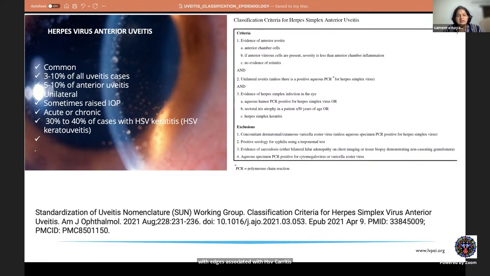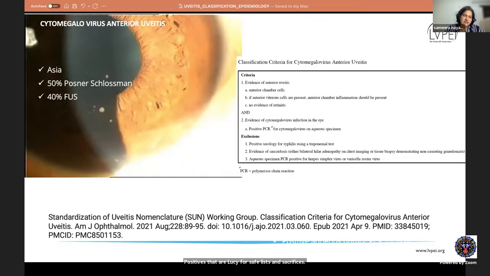The classification criteria include evidence of anterior uveitis plus unilaterality plus evidence of herpes simplex infection in the eye, in the form of PCR positivity in the aqueous humor, or sectoral iris atrophy in the eye, or herpes simplex keratitis. In this, you need to exclude concomitant cutaneous varicella zoster virus, positive serology for syphilis, and sarcoidosis. In most of the cases, they have excluded sarcoidosis and syphilis because they can mimic any type of uveitis.